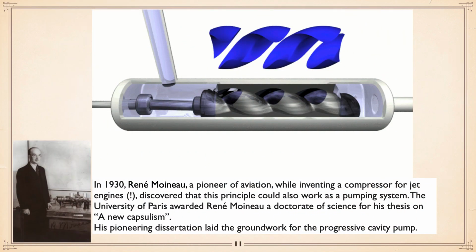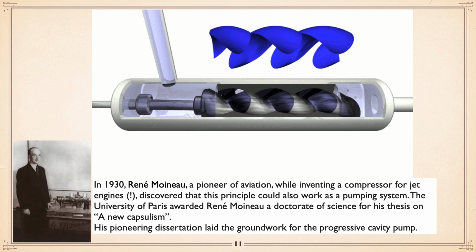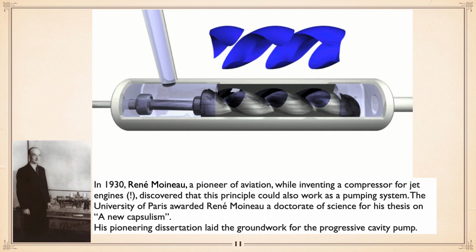The history of this pump is kind of interesting. In 1930, René Moineau, a pioneer of aviation, while inventing a compressor for jet engines, discovered that this principle could also work as a pumping system. In other words, it was designed as a compressor for jet engines, or I've heard a supercharger for piston engines. Whatever it was, it worked better as a pump. He was awarded a doctorate of science for his new capsulism, not capitalism. His pioneering laid the ground for progressive cavity pumps.